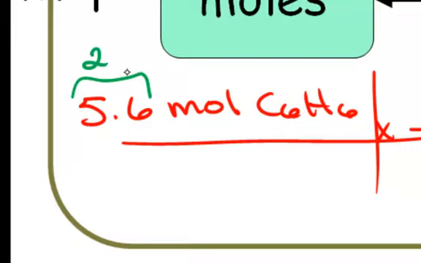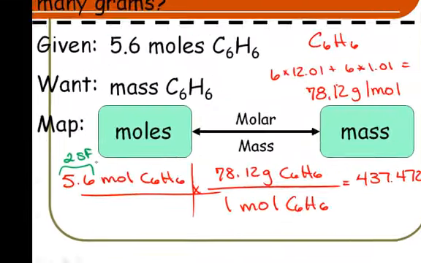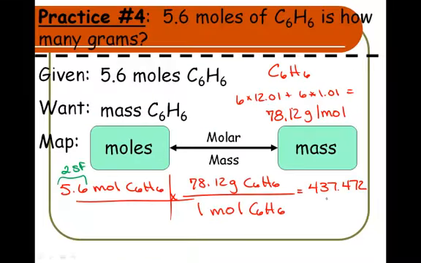5.6 has two significant figures. So here, my second significant figure is the 3. I look to the right, and the 7 tells the 3 to become a 4. So 437 rounds to 440. Notice, no decimal point. We don't want that 0 to be significant. Grams of C6H6.